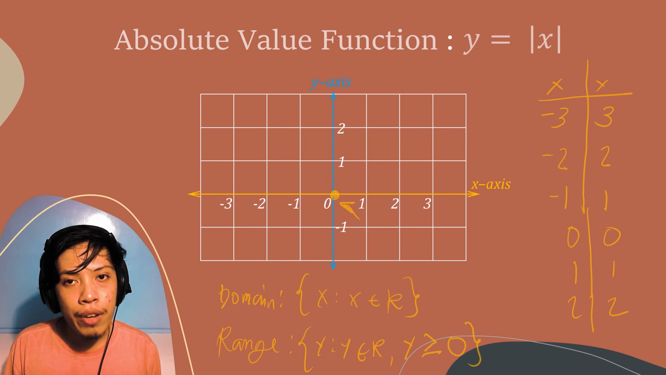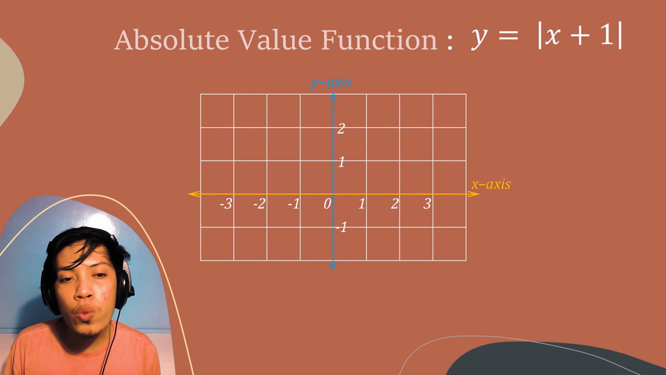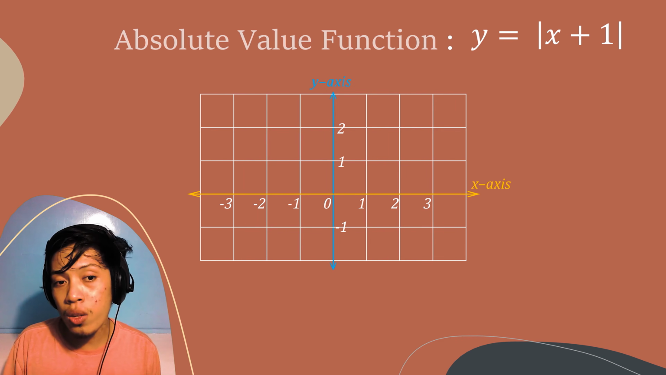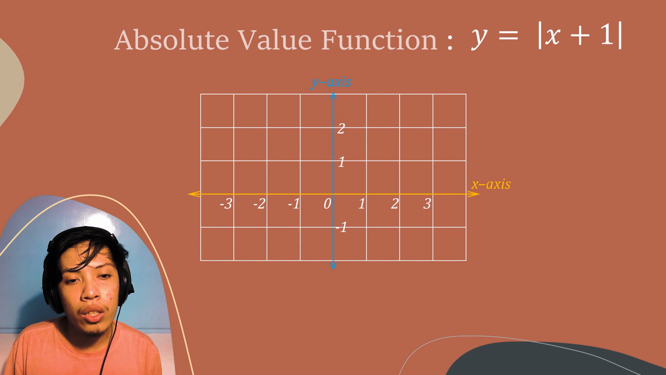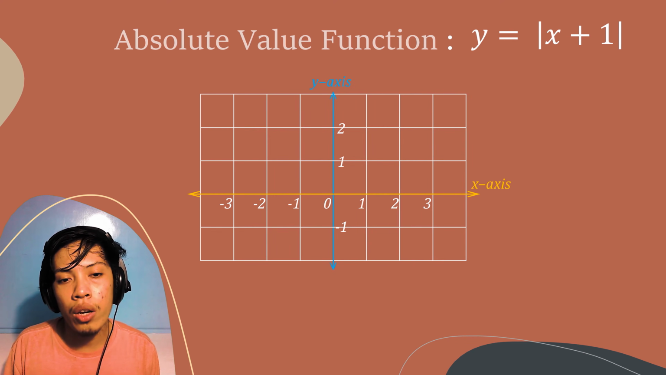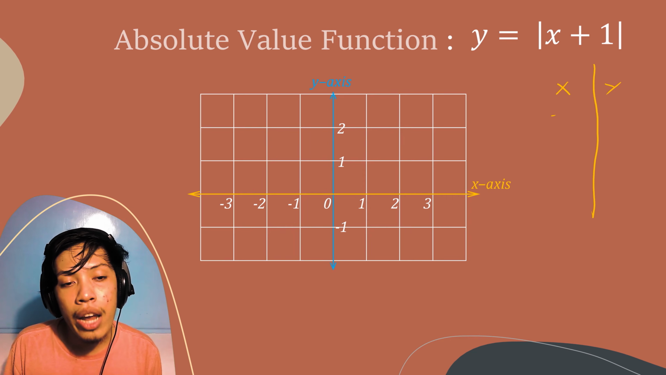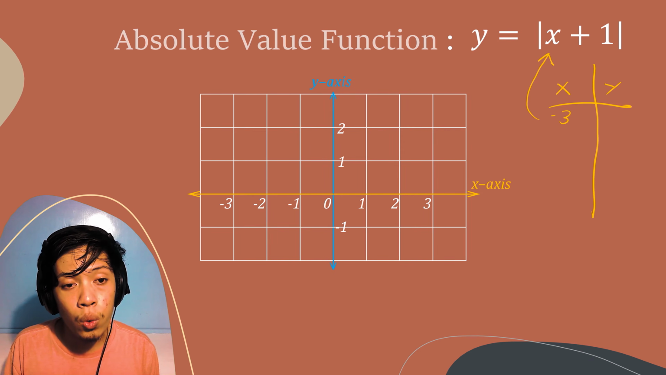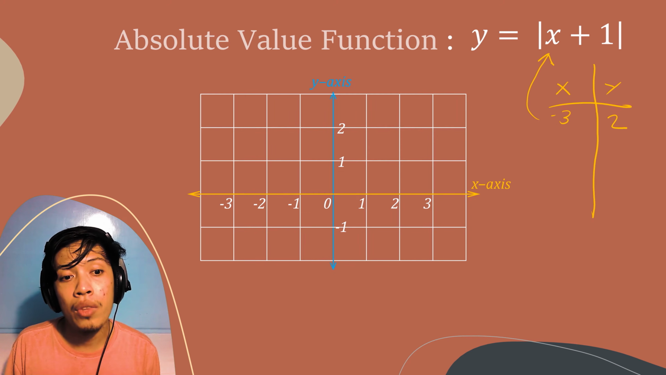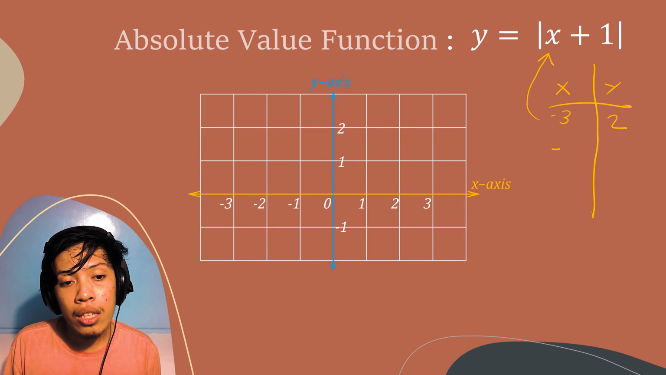Okay, let us have another example. Suppose we have here y equals the absolute value of x plus 1. Okay, so how do we evaluate this one? Of course, you first have to construct the table of values. So we have your x and y. Okay, so when your x is negative 3, you just need to substitute it here. So negative 3 plus 1, that is negative 2. Absolute value of negative 2, that is 2. So this is 2. Okay, and this is negative 2.